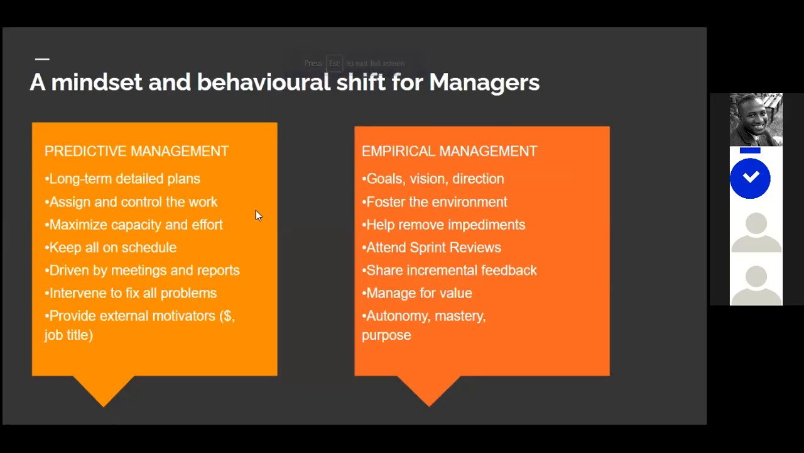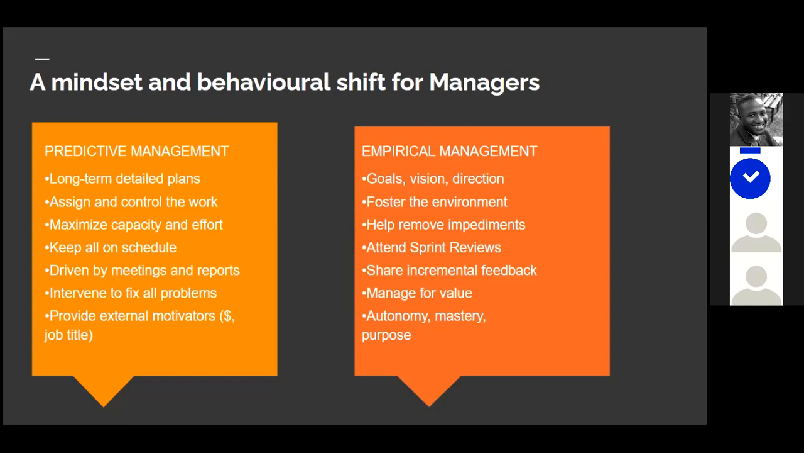So there will be need for a mindset and behavioral shift for managers. Like we talk about predictive management and empirical management. Under predictive management, you lay out a detailed plan. For empirical management, it will be goals, vision, and direction. Under predictive management, you assign and control work. But under empirical management, you foster the environment. You maximize capacity and effort when you're trying to be predictive, but you help remove impediments when you're trying to be empirical.